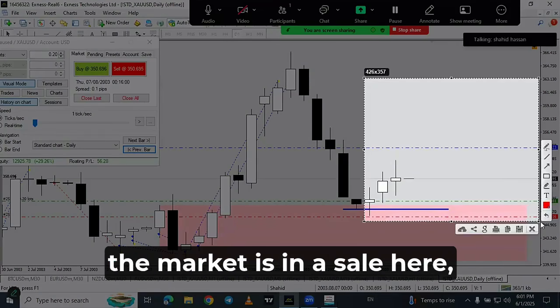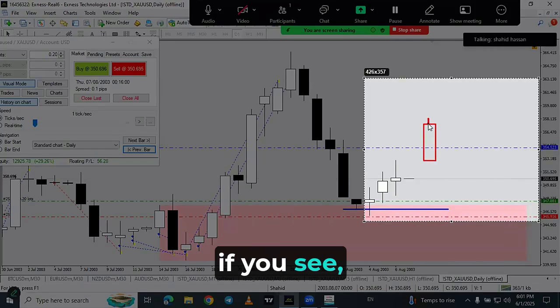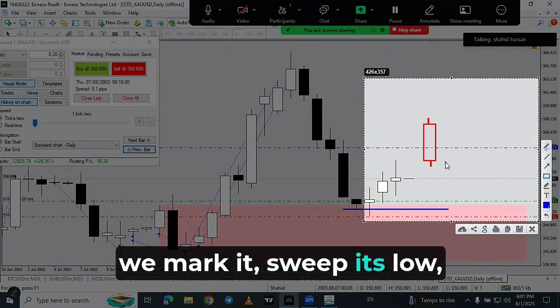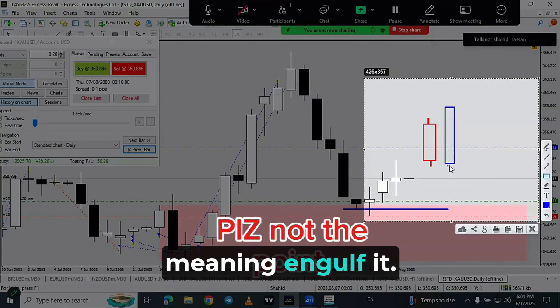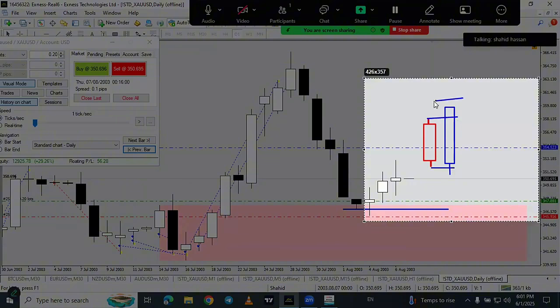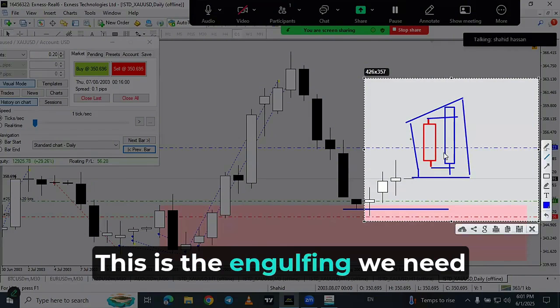So for example, the market is in a sale here, right? It's in a sale, and after that, if you see, the market will be bullish in the very next. So here the market sweeps the low and closes above it, meaning it engulfs it. So this creates a complete pattern of engulfing for us. This is the engulfing we need to take.